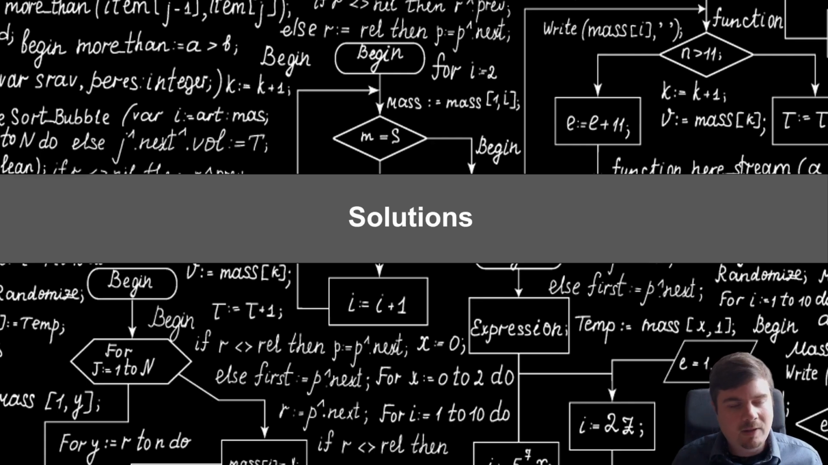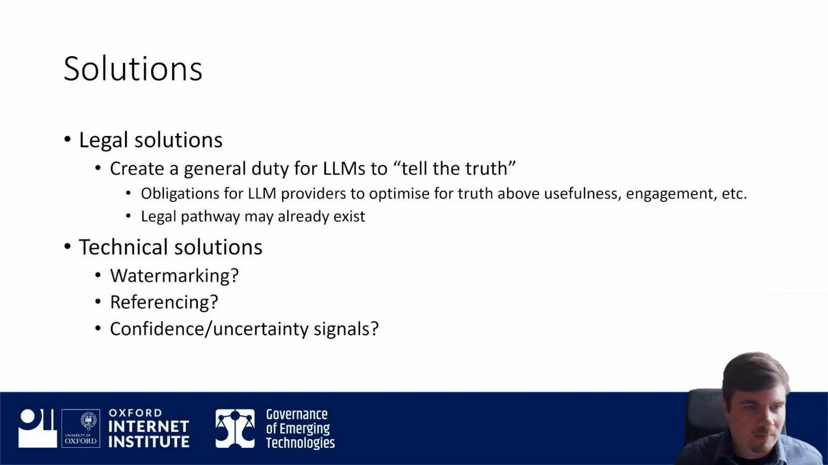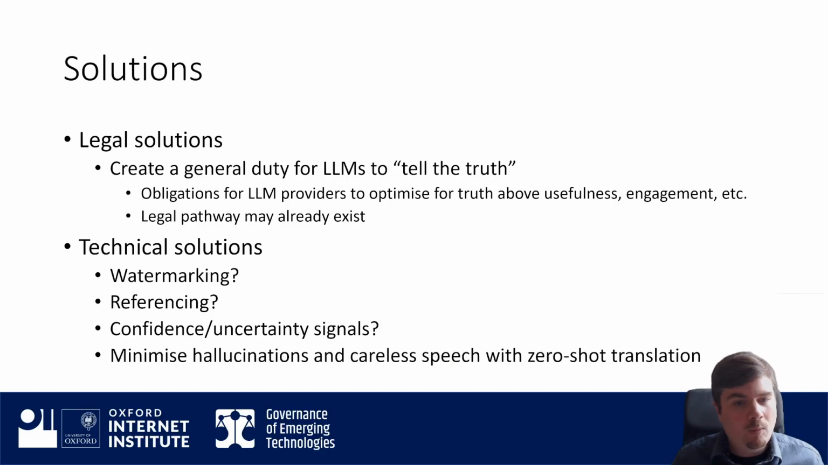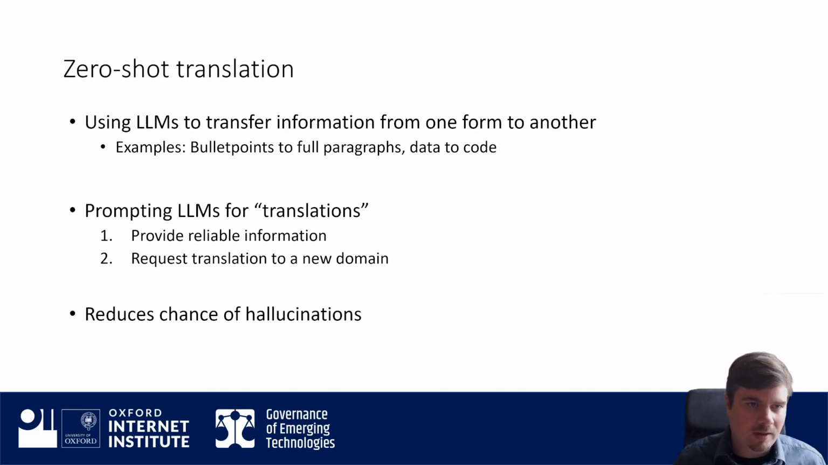And just to very briefly mention solutions. So I already mentioned watermarking and referencing are not silver bullets. Some companies are looking at including confidence or uncertainty signals in the responses produced by systems. Perplexity AI is one that's doing that with references, for example. What we propose is to use something called zero-shot translation to minimize hallucinations and careless speech. This is a really simple idea, really simple thing to do.